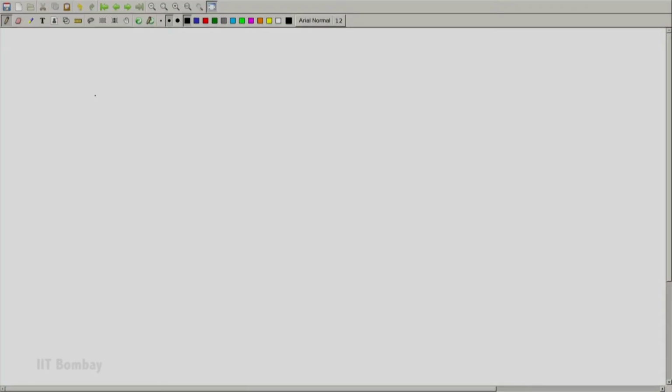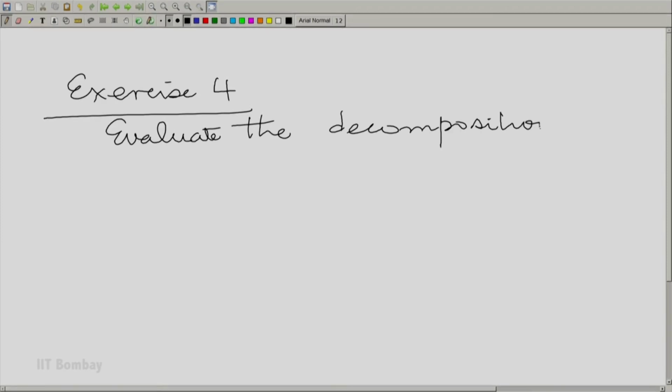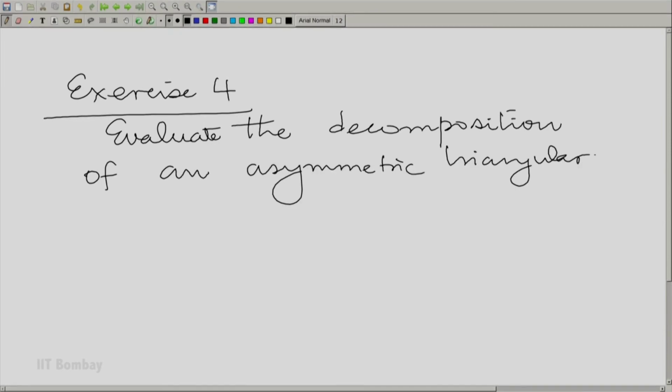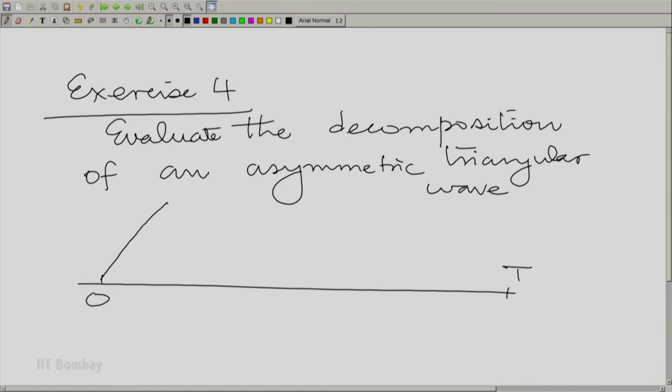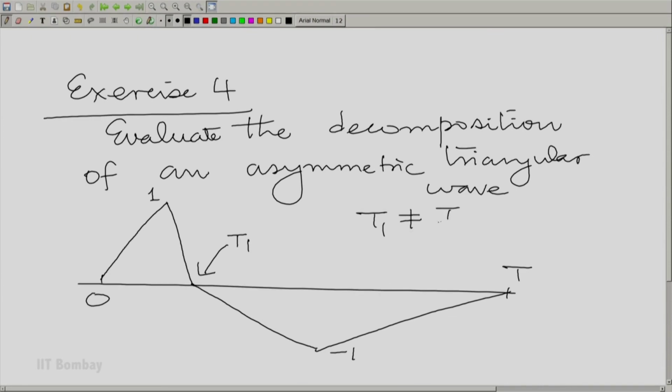And finally, this is the most difficult of the problems that I am giving you today, and that is exercise 4 for you. Evaluate the decomposition of an asymmetric triangular wave, which would look something like this. This is a difficult problem. This rises to 1 and falls back, and then goes down to -1 and comes back. But T1 is not equal to T by 2. And as usual, you would then substitute T1 equal to T by 2 once you evaluated this and verify you get what you got for the symmetric triangular wave.